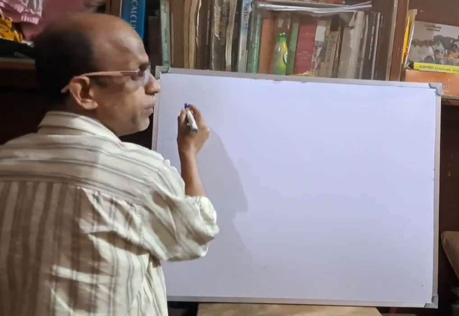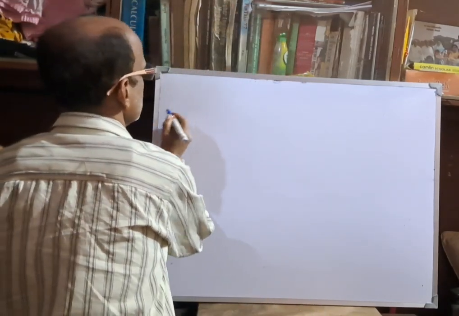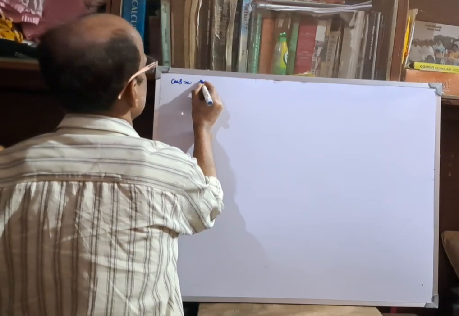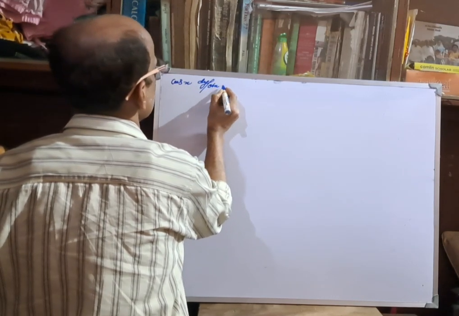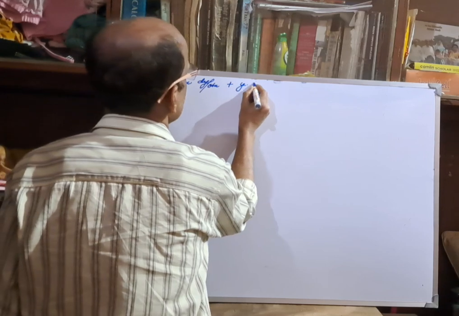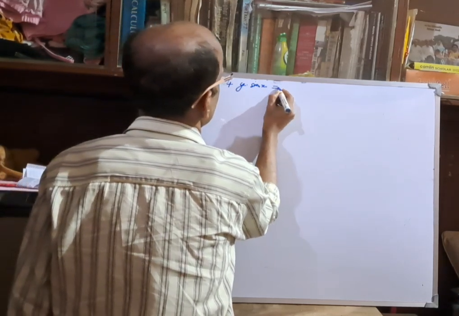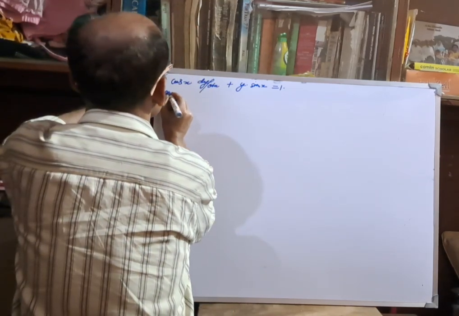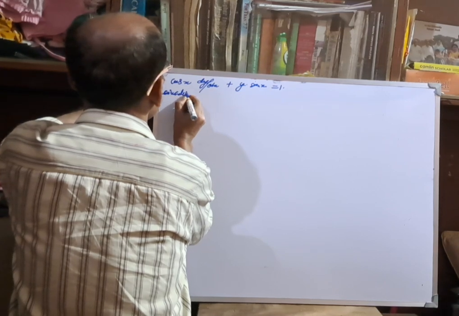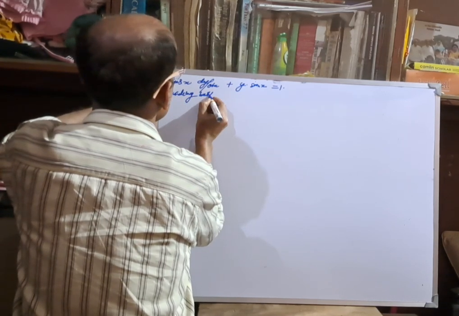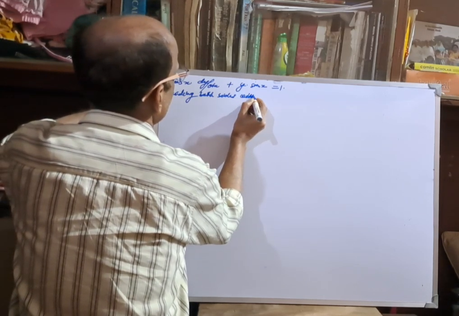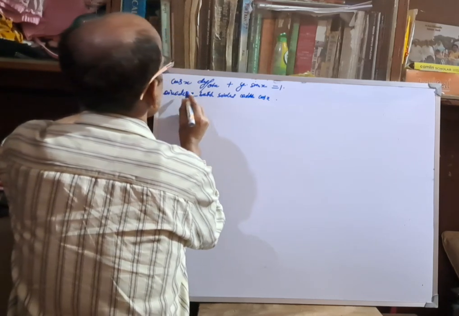Okay, fine. Just see, the sum is here: cos x dy by dx plus y sin x is equal to 1. Okay. Here we shall divide both sides with cos x.